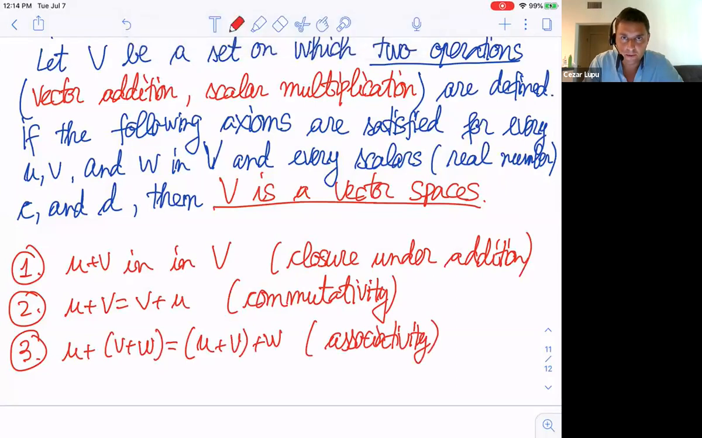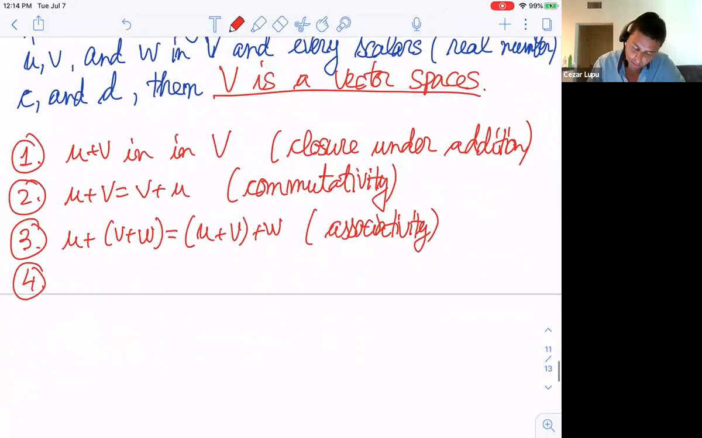Okay. And now we have some others. So we have the fourth one, well, there are, I think, 9 or 10, whatever. So the fourth one, V has a zero vector. Let's say this is 0.